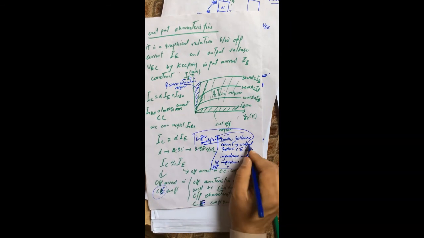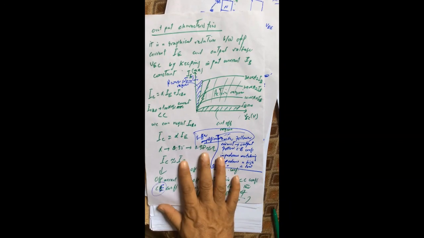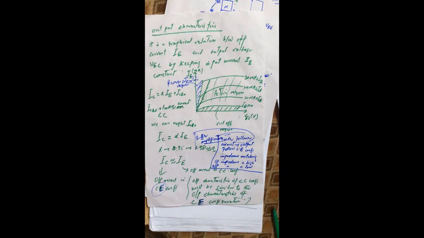This thing we will discuss later in our upcoming lectures. Okay, thank you. So this is all about the input and output characteristic of a common collector configuration.